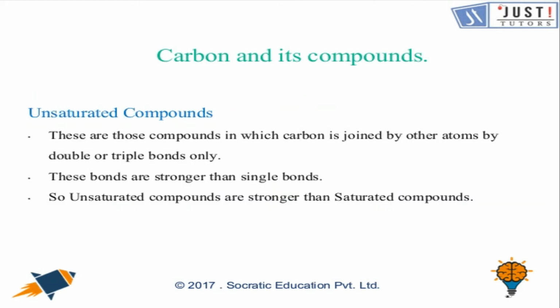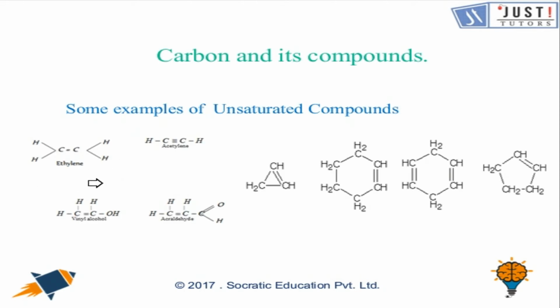Then we have unsaturated carbon compounds. Unsaturated carbon compounds are the compounds in which we have at least one double or triple bond. And these are stronger than saturated compounds because they have double and triple bonds, which are stronger than a single bond. We have some examples here: ethylene, acetylene, and some other examples as well.